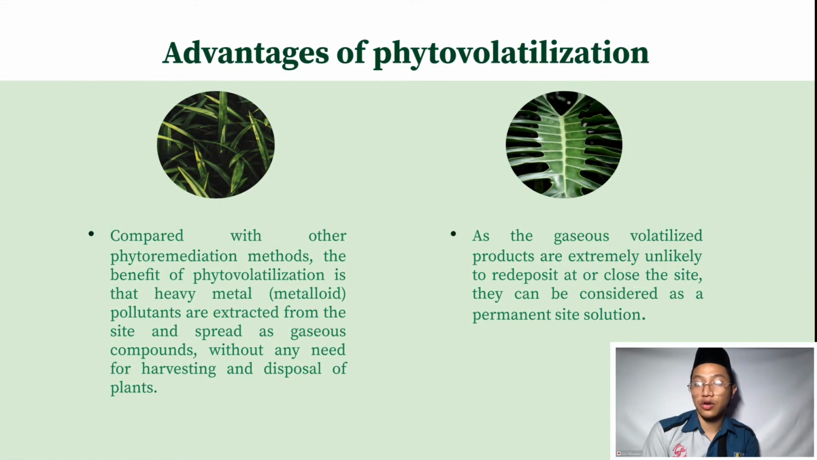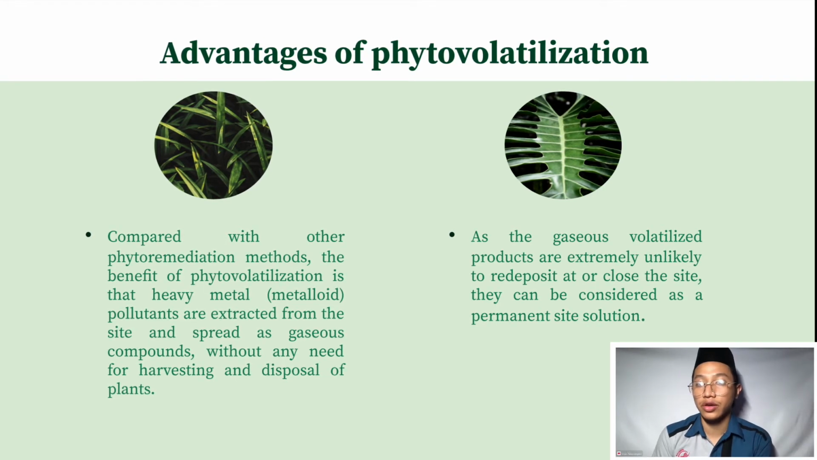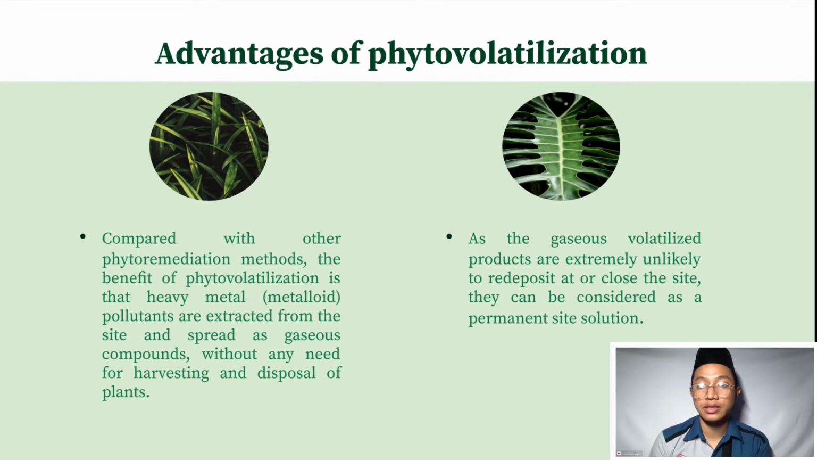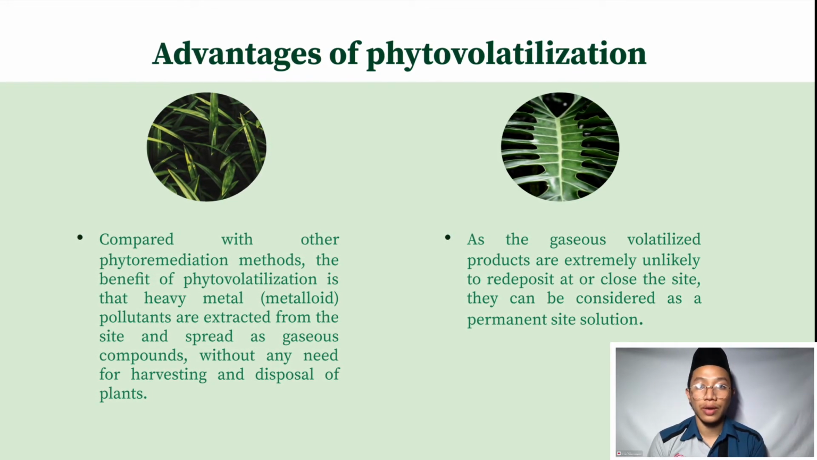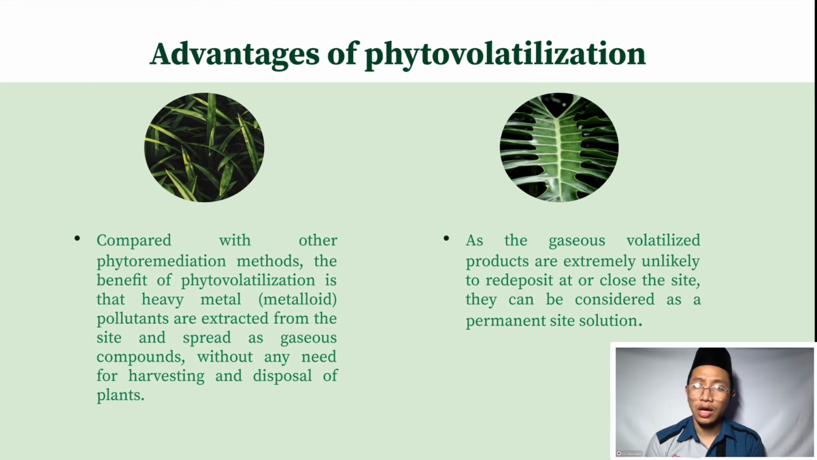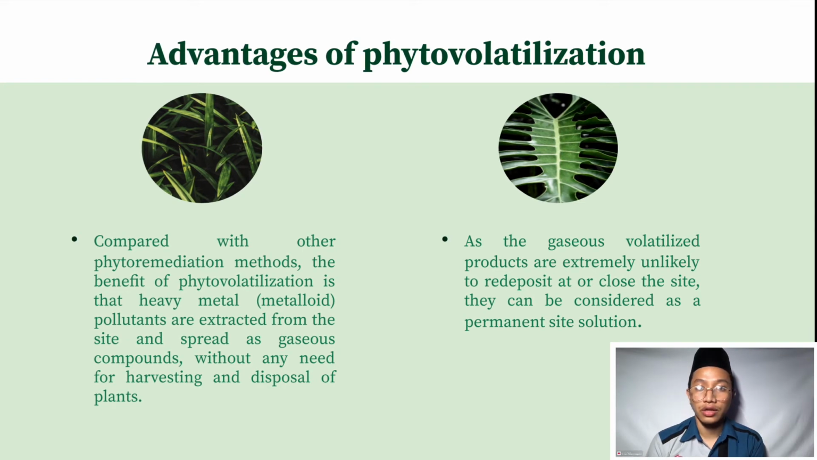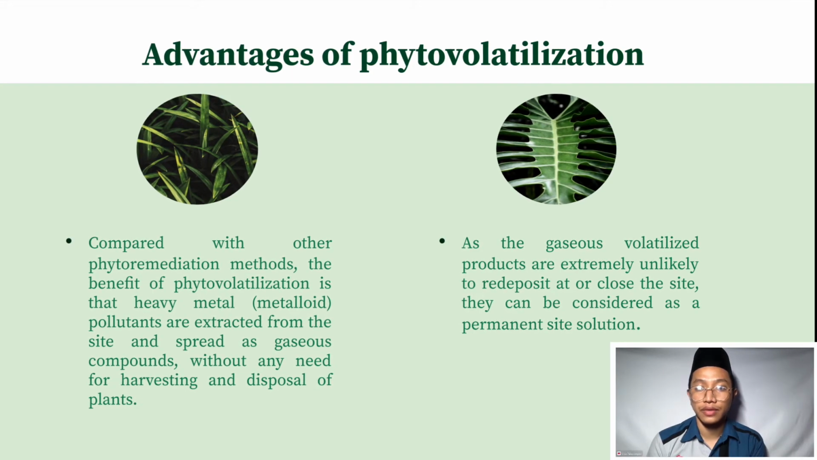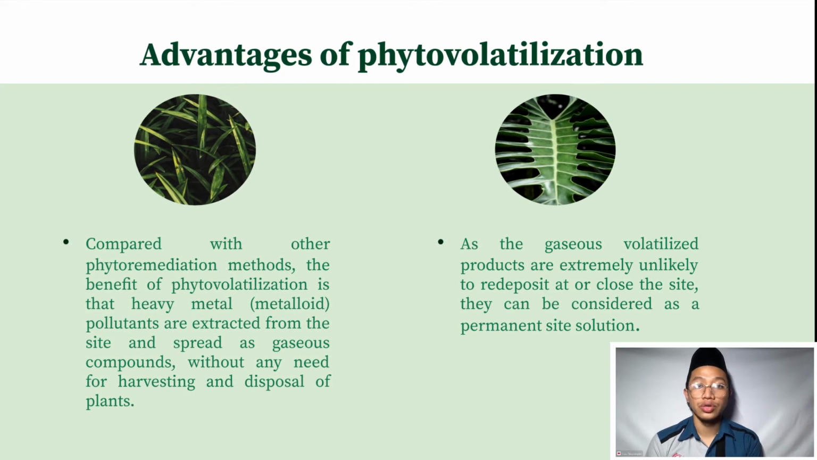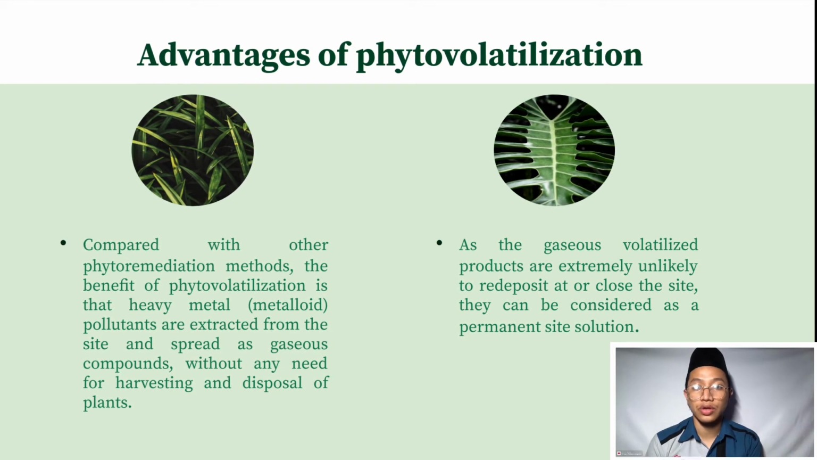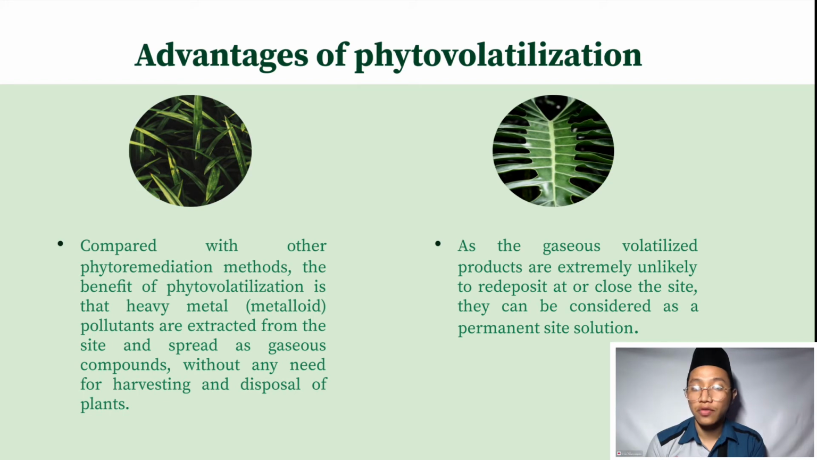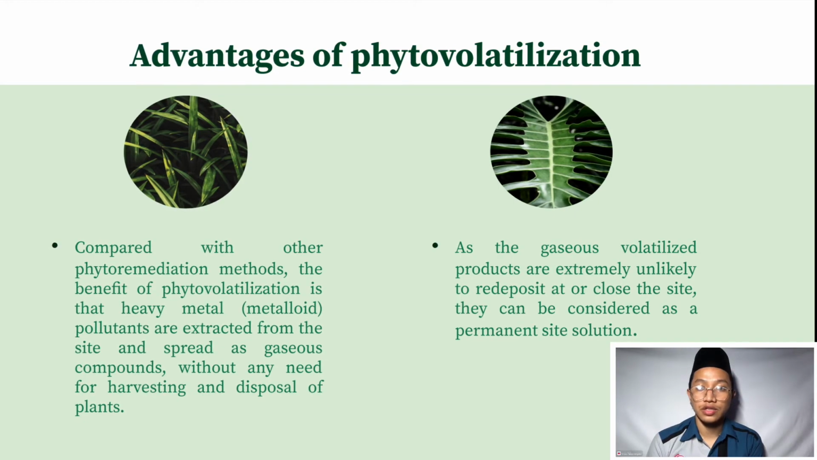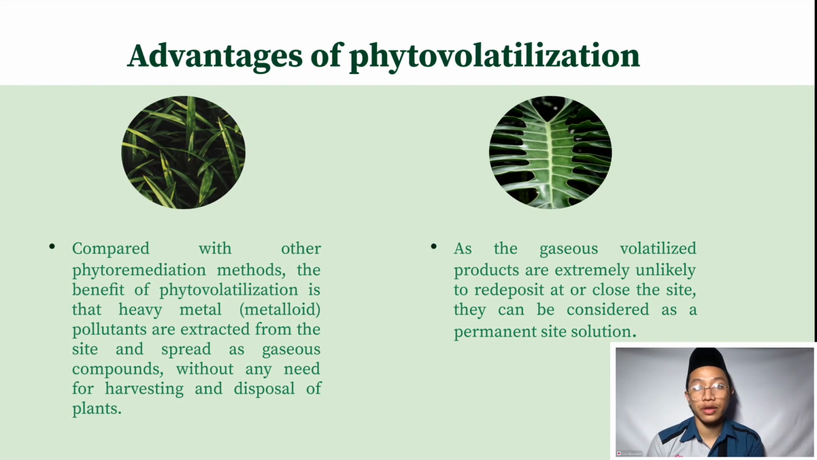The advantage of phytovolatilization compared with other phytoremediation strategies is that heavy metal contaminants are removed from the sites and dispersed as gaseous compounds without any need for plant harvesting and disposal. However, as a remedial strategy, phytovolatilization does not remove the pollutants completely. The pollutants are still in the environment. It only transfers pollutants from the soil to the atmosphere, where the toxic volatile compounds will contaminate the ambient air. Moreover, they may be redeposited to the soil by precipitation. Thus, a risk assessment is required before it is applied in the field.